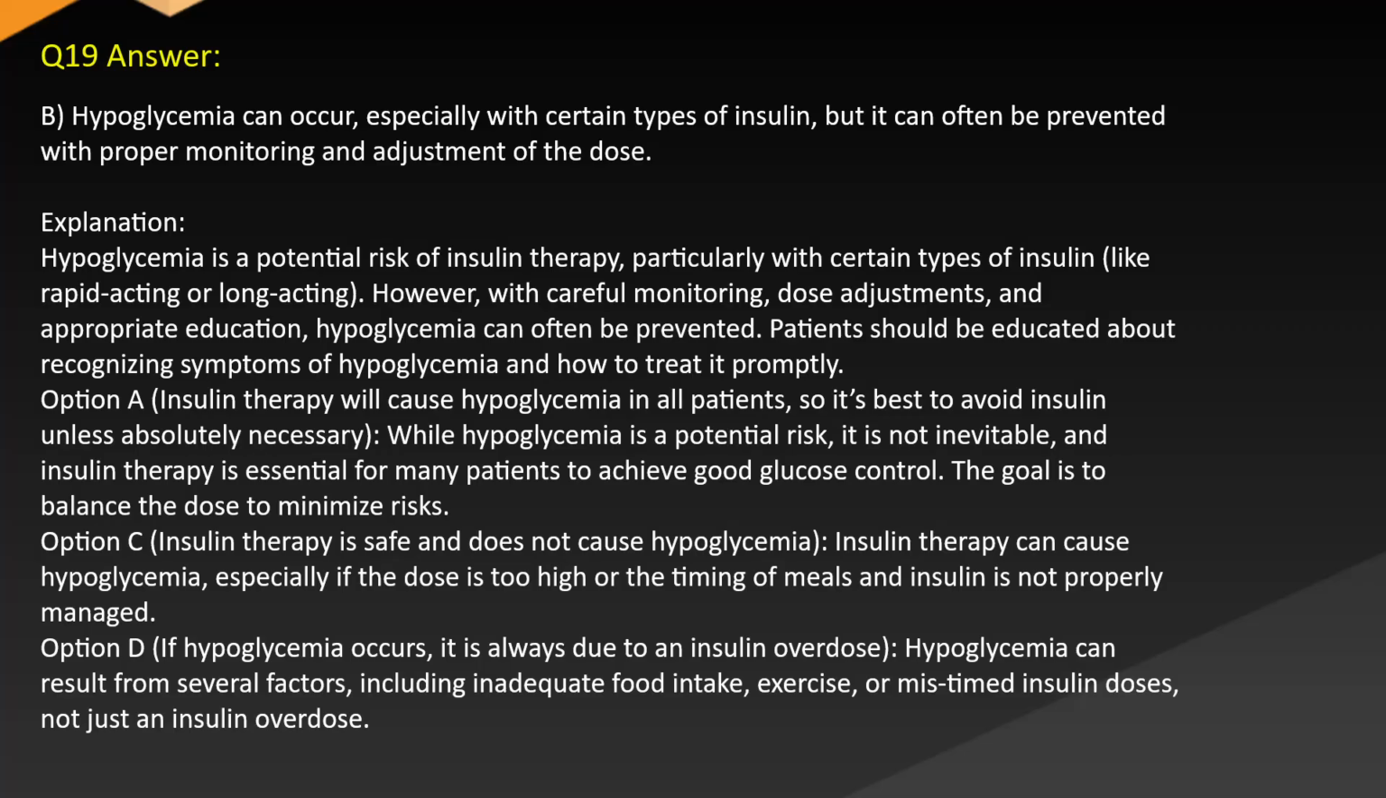Option C, insulin therapy is safe and does not cause hypoglycemia. Insulin therapy can cause hypoglycemia, especially if the dose is too high or the timing of meals and insulin is not properly managed. Option D, if hypoglycemia occurs, it is always due to an insulin overdose. Hypoglycemia can result from several factors, including inadequate food intake, exercise, or mistimed insulin doses, not just an insulin overdose.